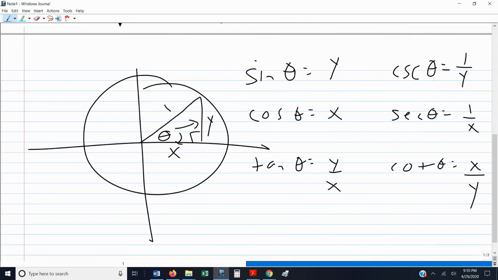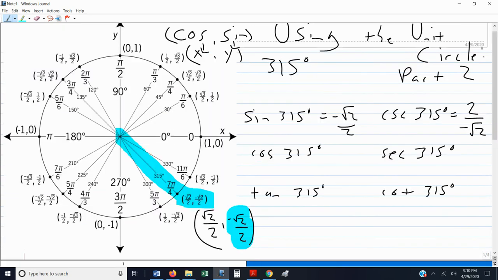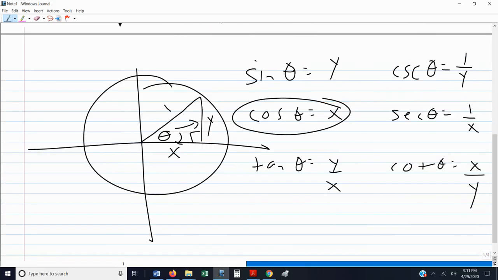The cosine, you can see it here, is the x value. I also just use this trick that the cosine is always going to be the x value. So the cosine is the x value, which is root 2 over 2. And again, the reciprocal is secant, and so that's going to be 2 over root 2. All of this is based on the 30, 60, 90, 45, 45, 90 triangles. It's all based on this triangle as well, that the hypotenuse is 1.